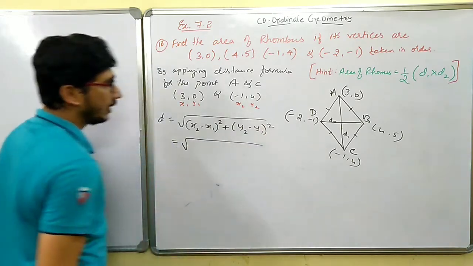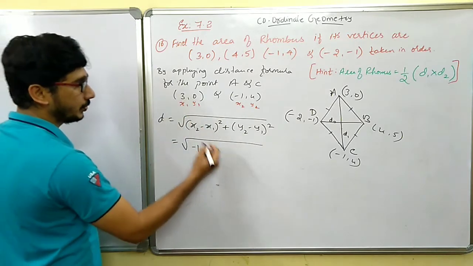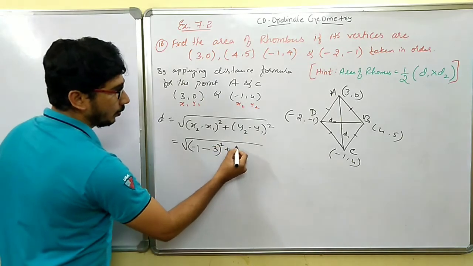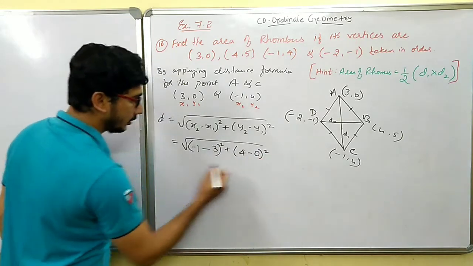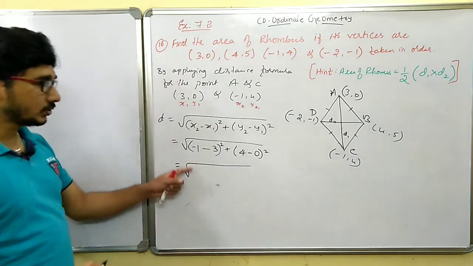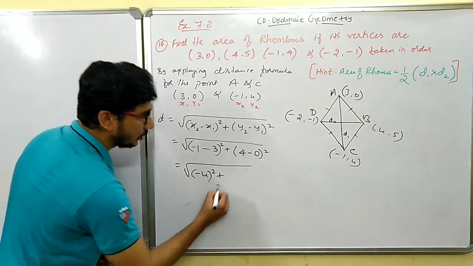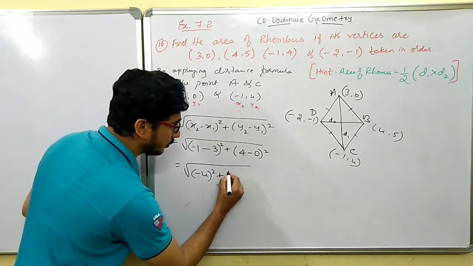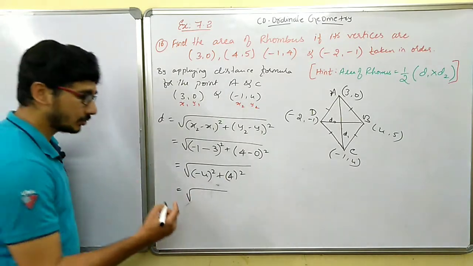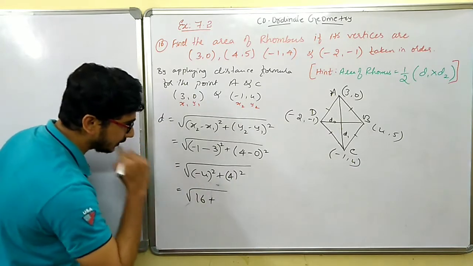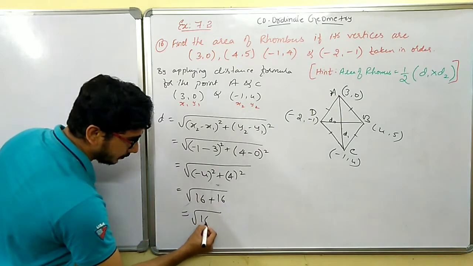So what will happen? X2 is minus 1, minus as it is, x1 is 3, whole square. Y2 is 4, minus y1 which is 0, whole square. So minus 1 minus 3 is totally minus 4. So minus 4 whole square plus 4 minus 0 is 4 only, that is 4 square. Minus 4 into minus 4, minus into minus is plus, 4 fours are 16. So in a shortcut, I'll write simply 16 into 2.